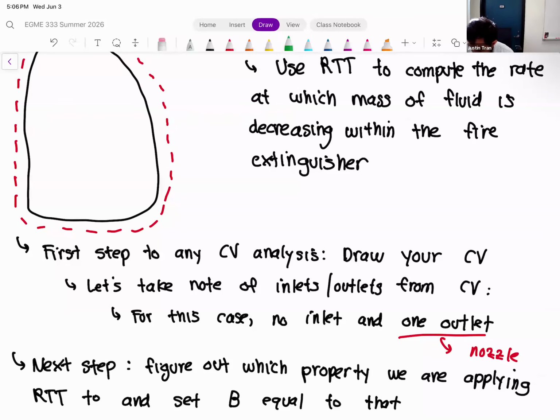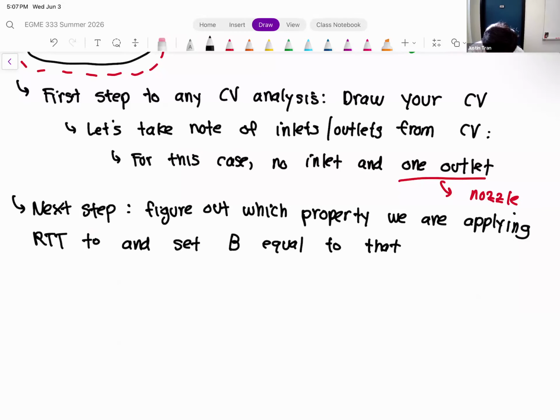For this particular problem, we're interested in computing the rate of change at which mass is leaving the control volume. So that tells us that, when we apply Reynolds transport theorem, we're going to set capital B equal to mass. So with that in mind, let's go ahead and do that.